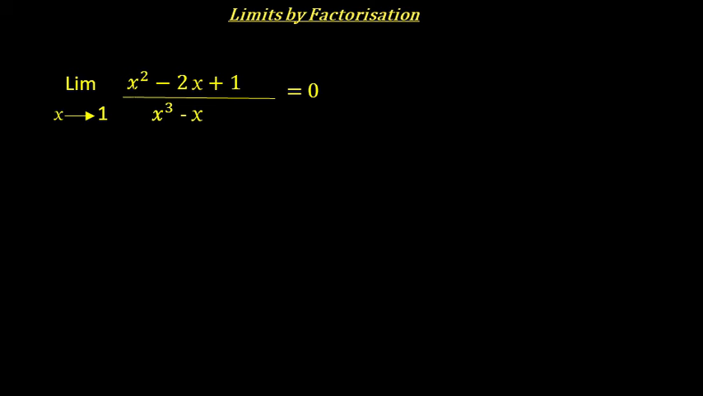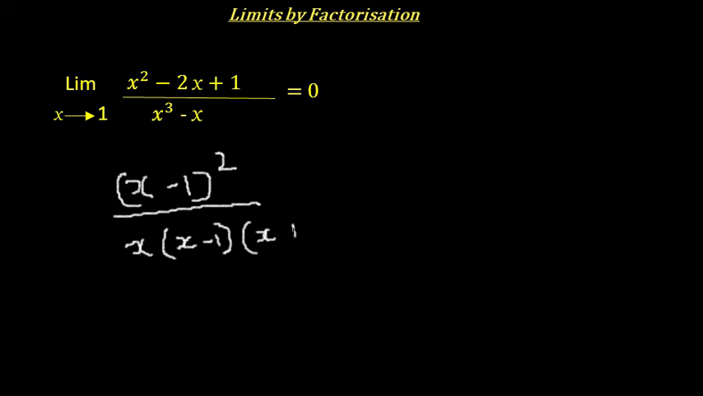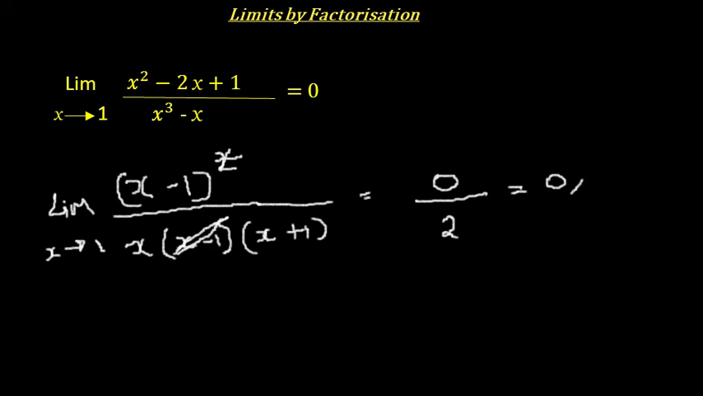What we do in factorization method is we factorize the numerator and denominator. Let's do that. The numerator becomes x minus 1 whole square, divided by x. You take the x common, then it becomes x square minus 1, which is nothing but x minus 1 into x plus 1. Now here we have an x minus 1 common, which we can remove. Now if we apply limit x tends to 1, this is cancelled and this is cancelled. If we apply 1 here, we get 0 divided by 2, which is equal to 0, which is the limit of the given problem. Now let's see the second problem.